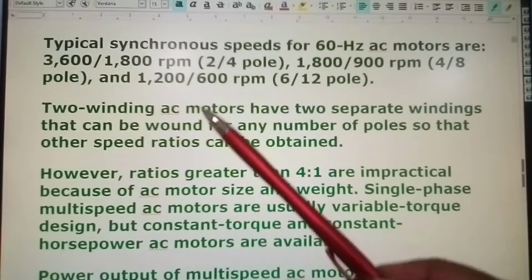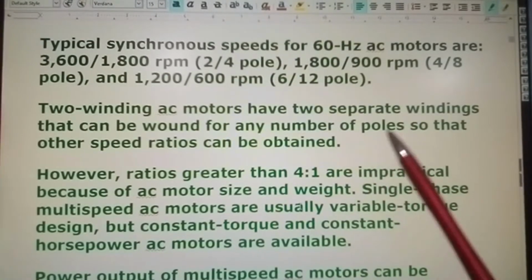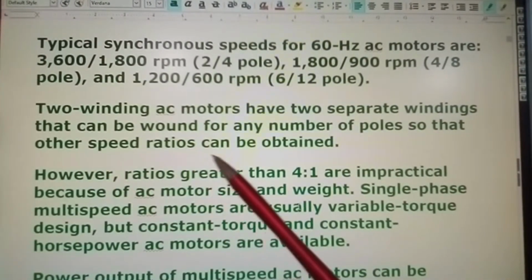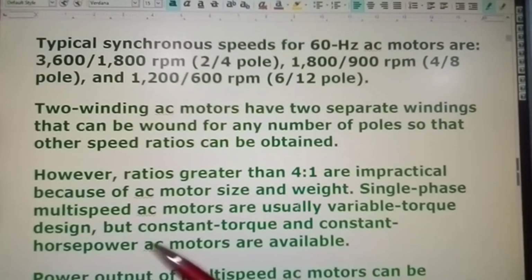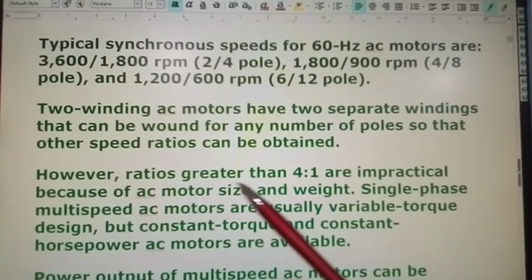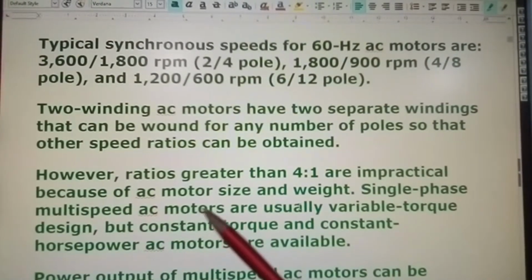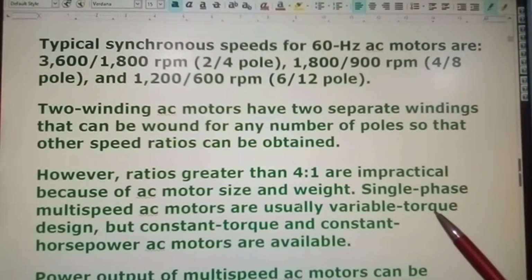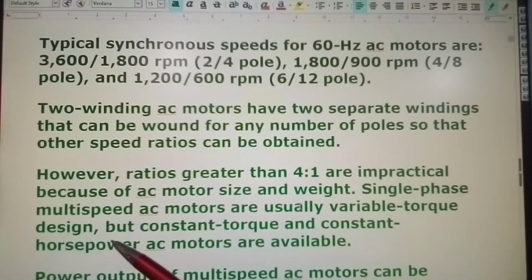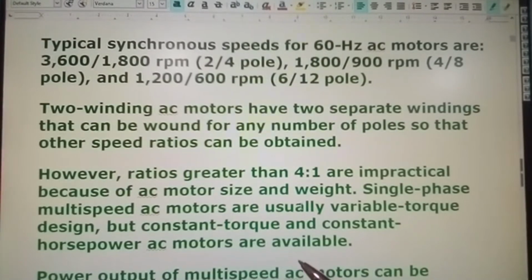Two-winding AC motors have 2 separate windings that can be wound for any number of poles so that other speed ratios can be obtained. However, ratios greater than 4 to 1 are impractical because of AC motor size and weight. Single-phase multi-speed AC motors are usually variable torque design, but constant torque and constant horsepower AC motors are available.